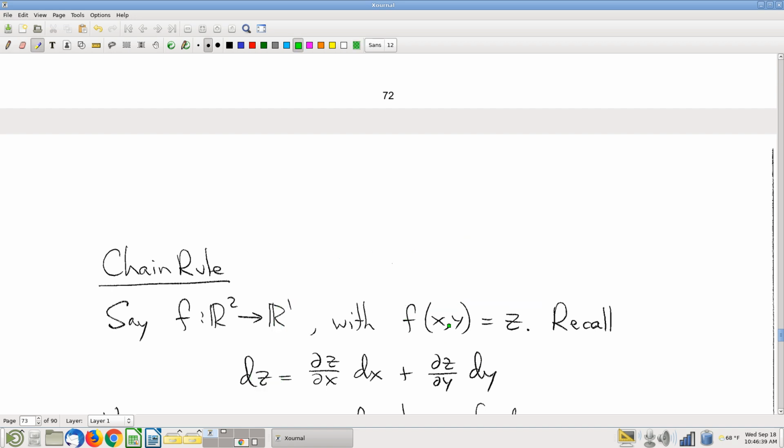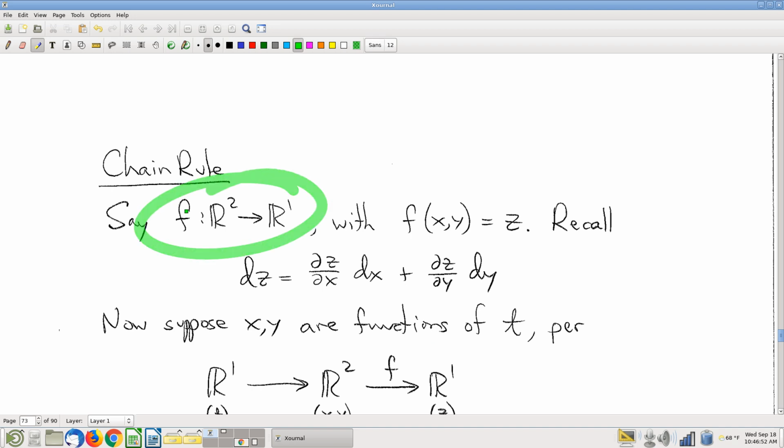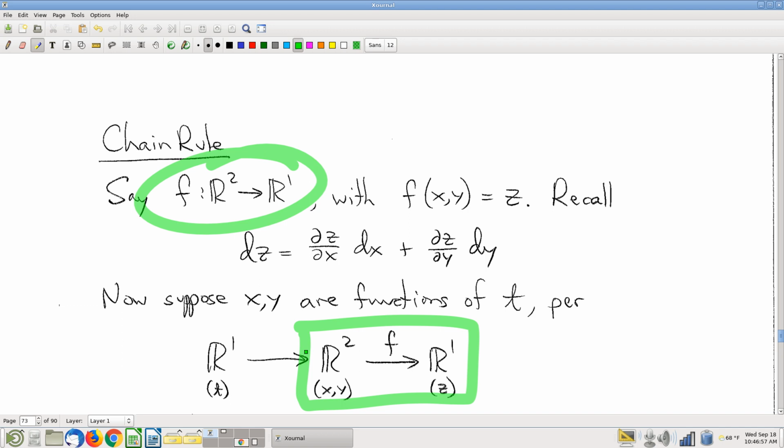So notice that we have one output variable, two input variables. Thus, we have a function from R2 to R1. That's the context we've been considering. And now I want to precompose that function of two variables. z is a function of x and y. I'm going to precompose that with t.